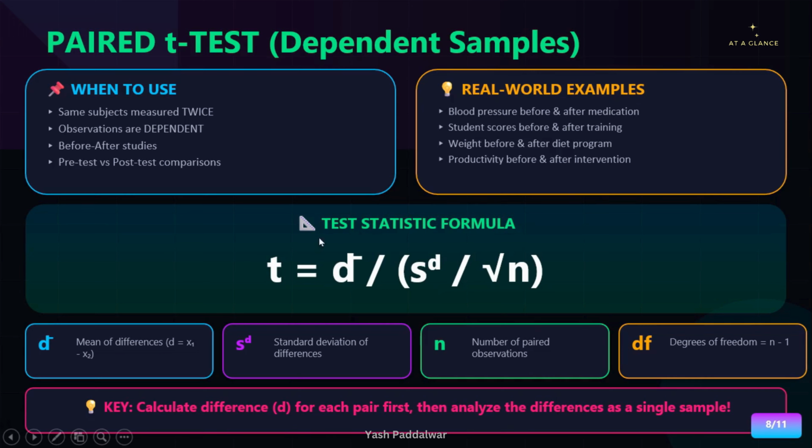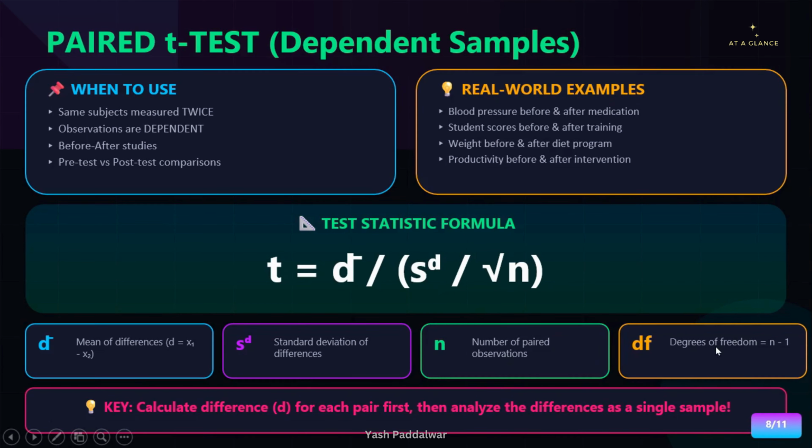So test statistic formula for this paired t-test is nothing but d bar divided by, in brackets, standard deviation of d divided by square root of n, where your d bar is nothing but mean of differences. D is equals to x1 minus x2. X1 is your scenario 1 sample mean, x2 is your scenario 2 sample mean. SD is nothing but the standard deviation of differences, x1 minus x2. N is nothing but number of paired observations, number of sample points.